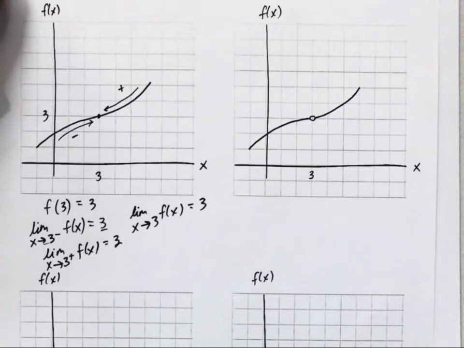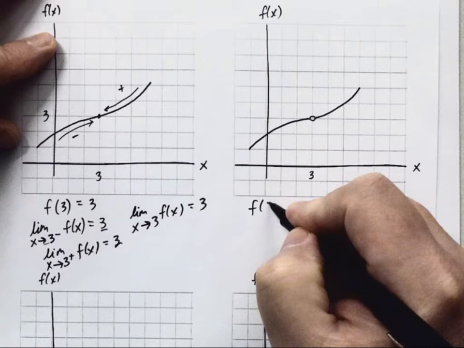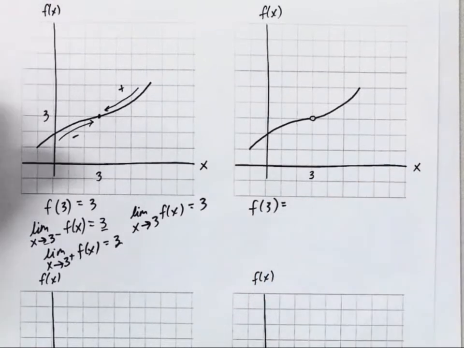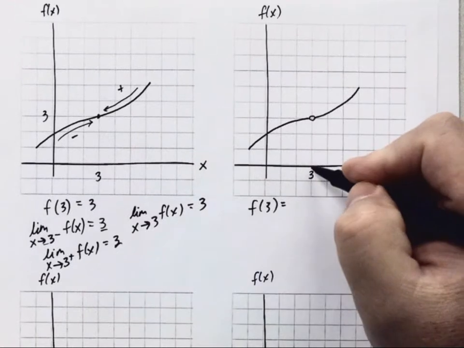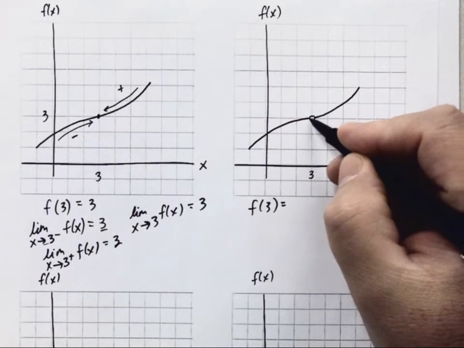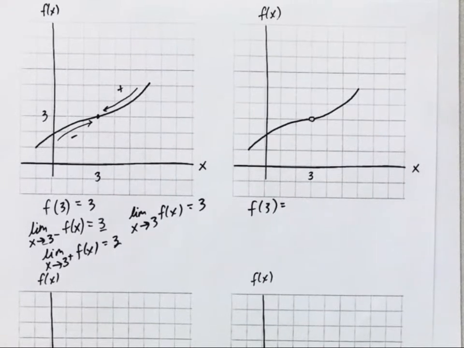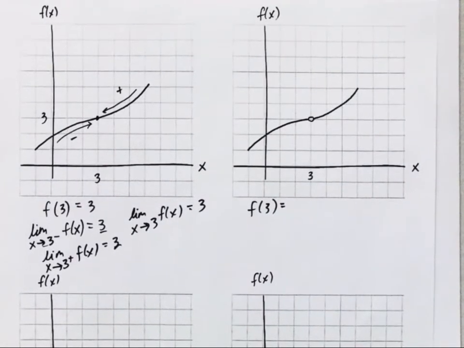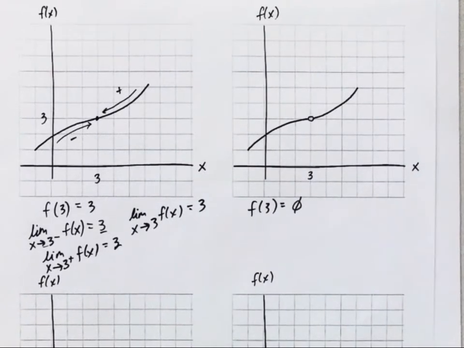So let's look at this second graph. First question, what does the function equal when x is 3? Well, when x is 3, it's this point right here. And you know what? That empty circle means it's not defined. There is no function there. Undefined. The function does not exist when x equals 3.